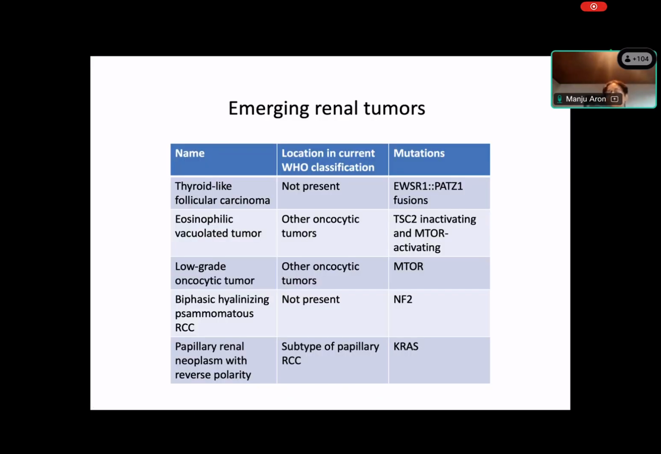Now, in addition to these almost 21 different subtypes of renal carcinomas, there are certain tumors which are not included currently in the WHO classification, but they're emerging tumors. These are the ones that are listed here to your left, and you can see where they are present in the current WHO classification. For example, papillary renal neoplasm with reverse polarity, or PRNRP, is not a distinct category right now. It is still included in the category of papillary renal cell carcinoma, despite the fact that they have very characteristic mutational status. And you can see many of these tumors listed here have characteristic molecular alterations that are seen in association with these tumors.